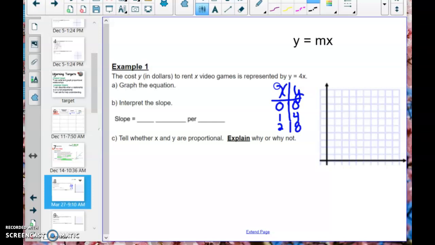Those are the ordered pairs I want to graph, so of course 0, 0, over 1, up 4, over 2, up 8, and of course those points fall in a straight line, and if you notice, they go through the origin.